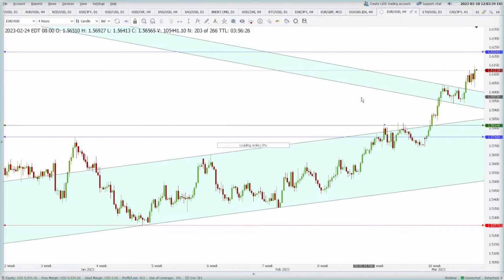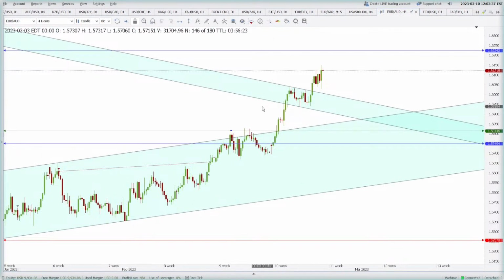Euro must be rising against the Australian dollar. See, this small pullback is over. Boom, boom, boom. The market is going towards 1.6224, but you are not going to buy this because it has already moved a lot in that direction. So stay away from this one also.